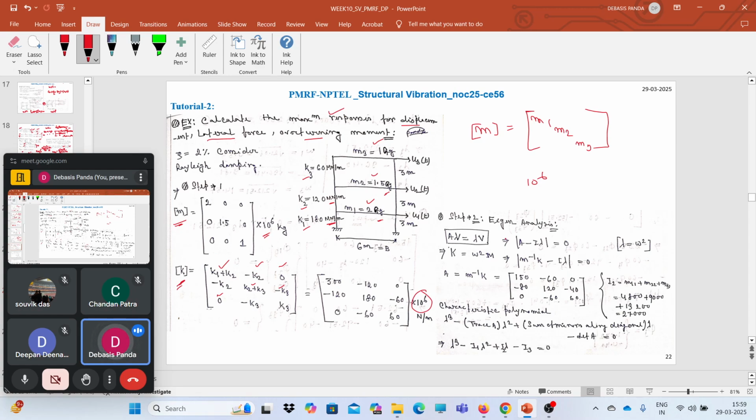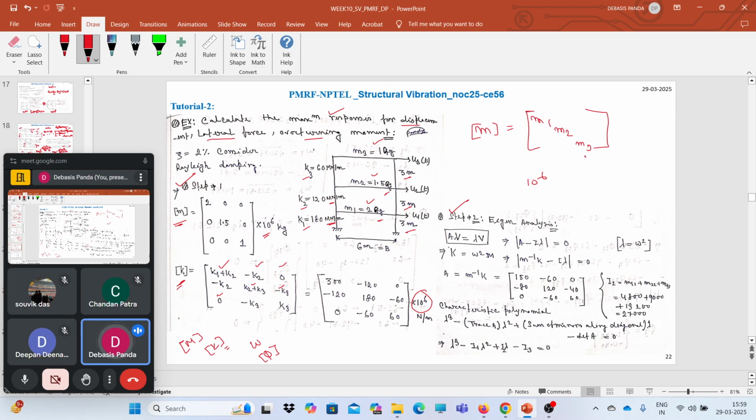Now what we need to do? Step 1, you need to get the system matrices, mass and stiffness. We have all the mass and stiffness information. Now the storey height is also given, 3 meter, 3 meter and 3 meter. So step 2, what we need to do? We need to calculate the omega and the mode shape information. For that, we need to go for the eigenanalysis.